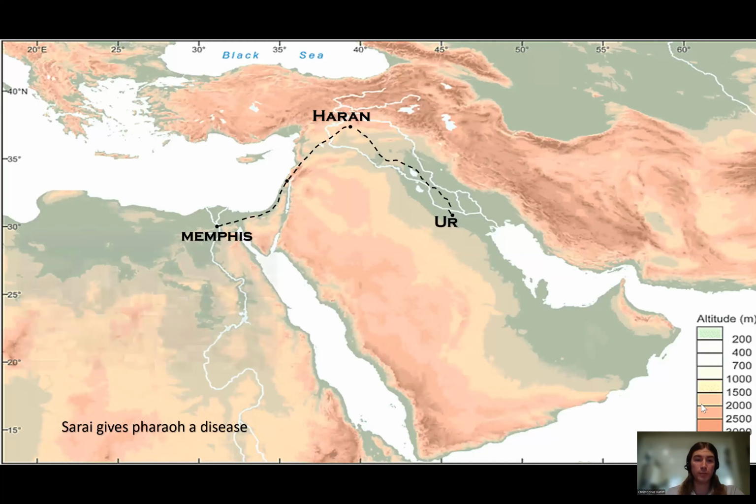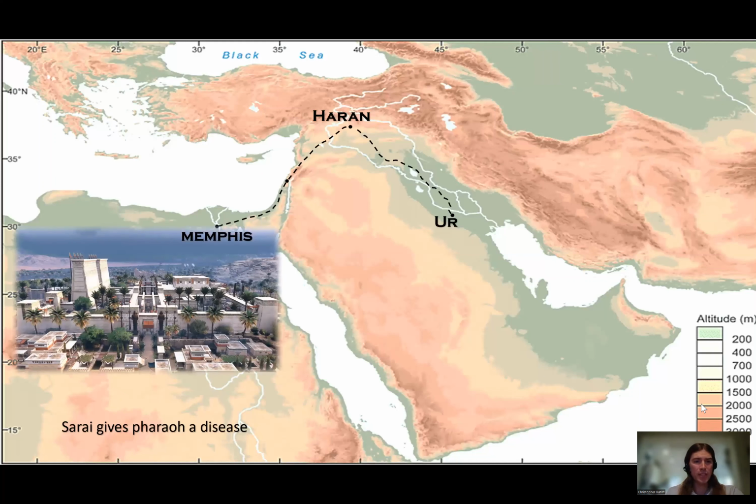Get out of my country. And this is what Memphis probably would have looked like, completely built up. I'm not sure if it was this advanced or built up by the time Abram got there, but this is what that city was looking like.